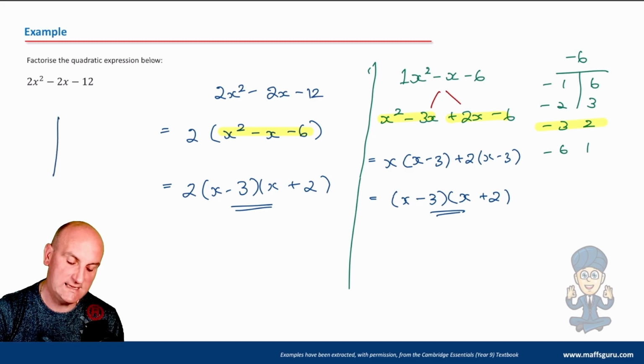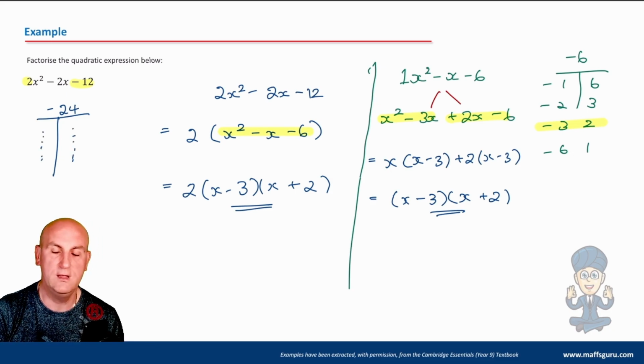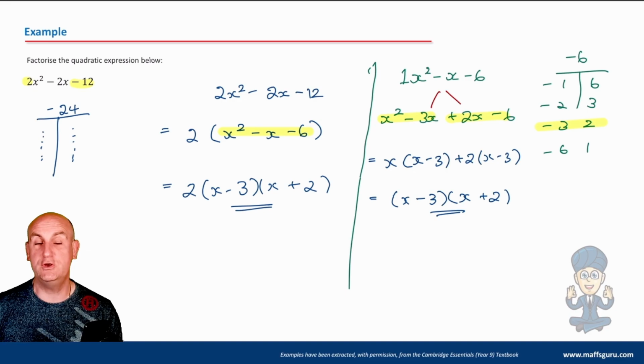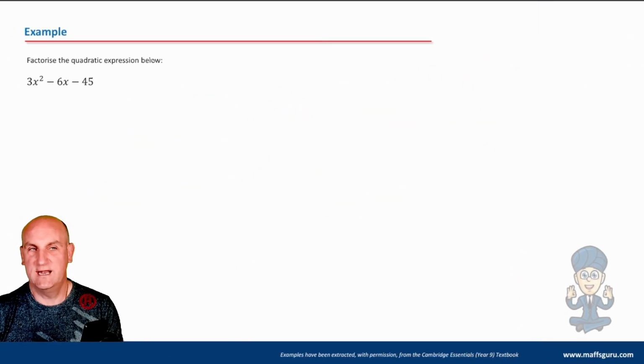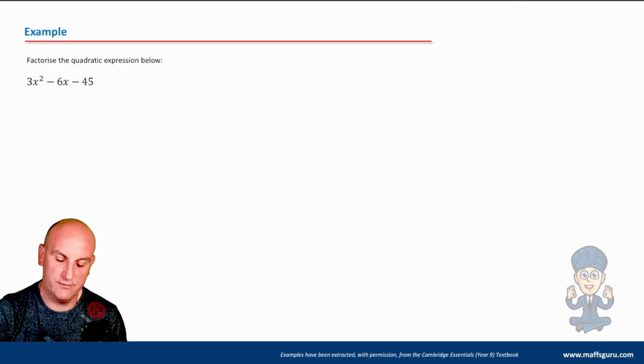Try doing a T where you take, as I told you a moment ago, the first number times the last number. So 2 times minus 12 gives you minus 24. Find all the factors of minus 24, and then rather than factorize the 2 out, leave it in. See what happens.